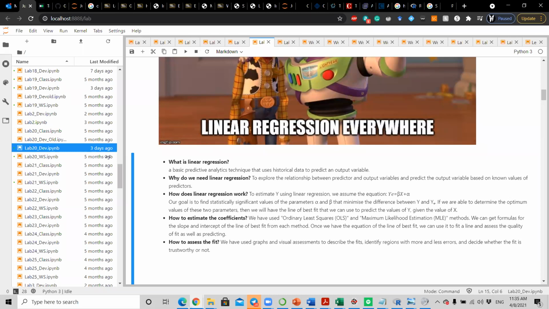What is linear regression? No, the question is, so far we have confirmed that we need the best value for beta and alpha, the values that would give us the minimum amount of error. Now the question is, how do we find beta and alpha?